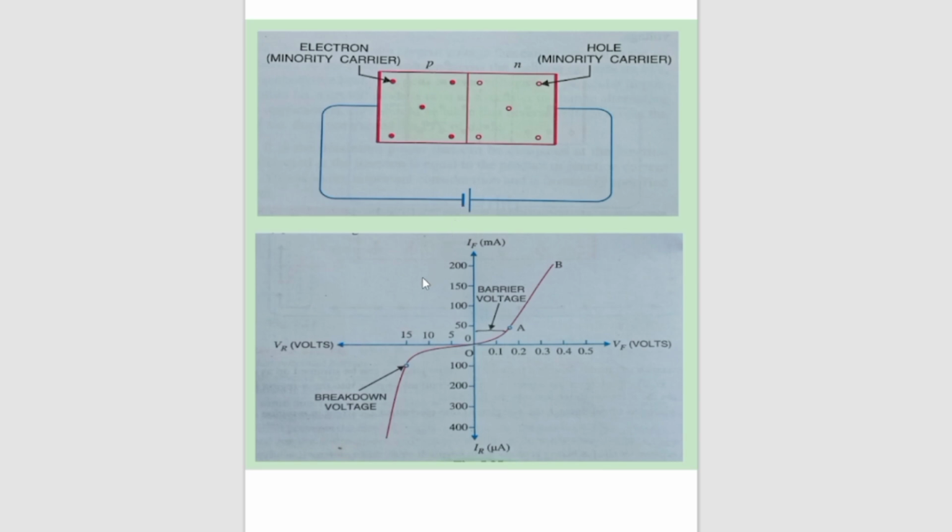With reverse bias to the PN junction, that is, P-type connected to the negative terminal and N-type connected to the positive terminal, the potential barrier at the junction is increased. Therefore, the junction resistance becomes very high and practically no current flows through the circuit. However, in practice, a very small current, of the order of microamperes, flows in the circuit with reverse bias. This is called reverse saturation current and is due to the minority charge carriers.